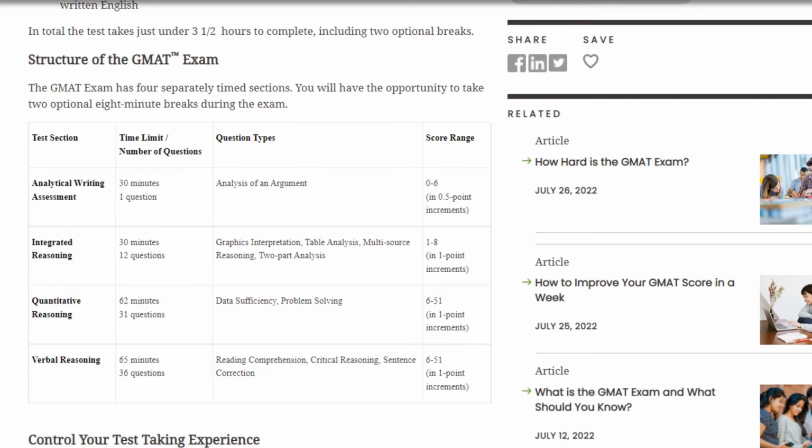Okay, so for quantitative you have 62 minutes and 31 questions. So 2 minutes for one question. It's perfect. For verbal you have less time. You have 65 minutes and 36 questions. Okay. Quantitative section consists of data sufficiency and problem solving questions. Verbal consists of reading passages with questions, critical reasoning, assessing arguments, and sentence correction, assessing sentences based on grammar, diction, logical construction, and so on. Okay, now let's turn to each section one by one.